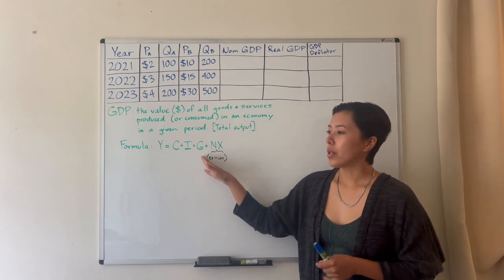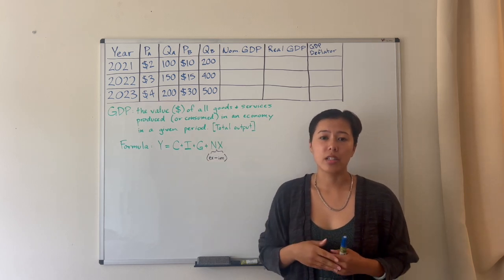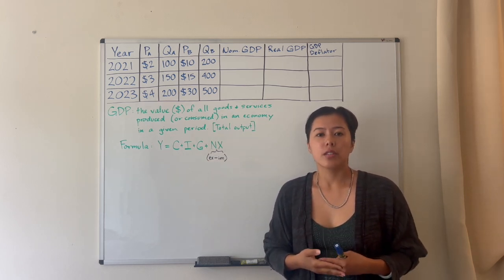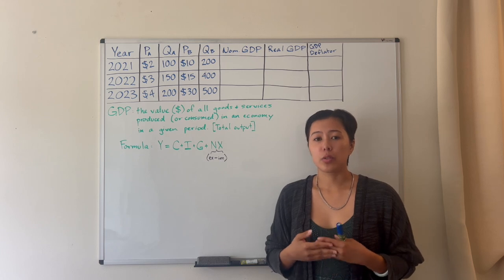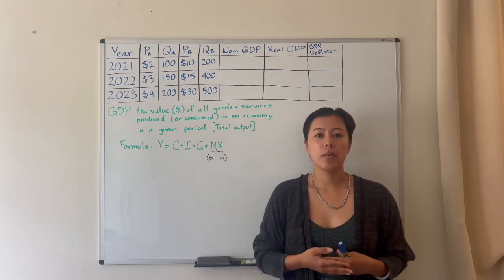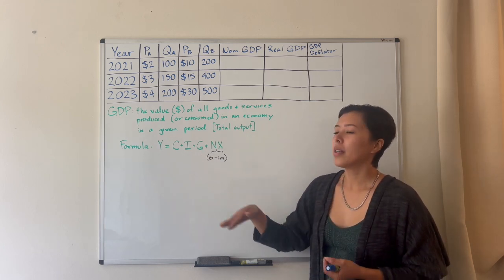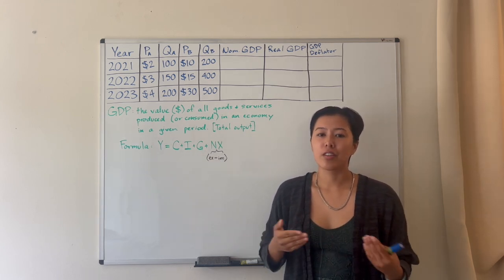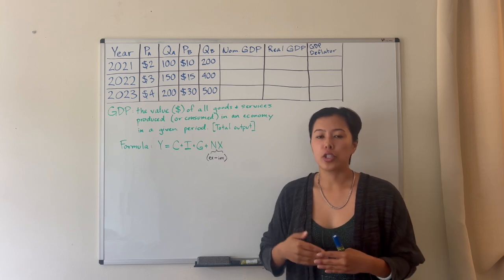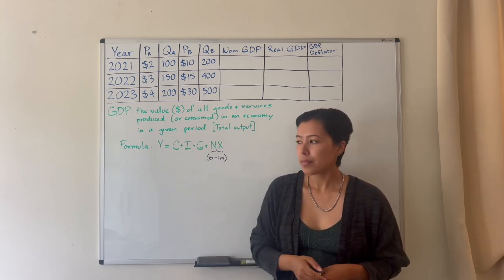And what's important to note is that government spending does not include transfer payments. So transfer payments might be Social Security benefits or Medicare payments. These things are not included in government spending because they're just considered a transfer of money, not necessarily a purchase of some good or service.